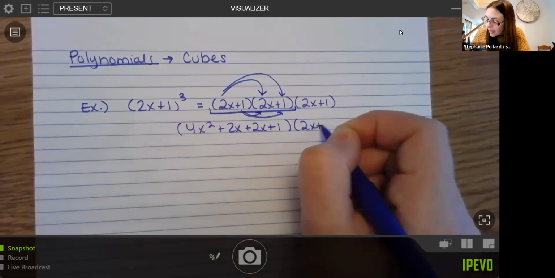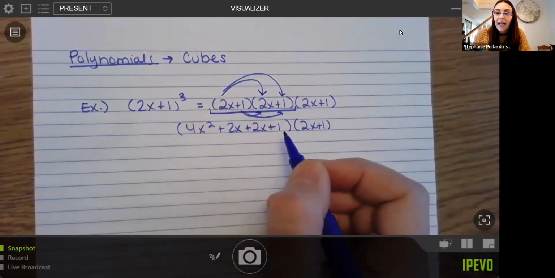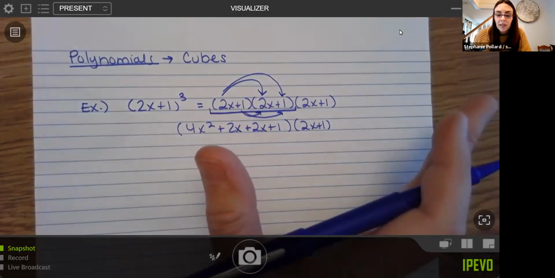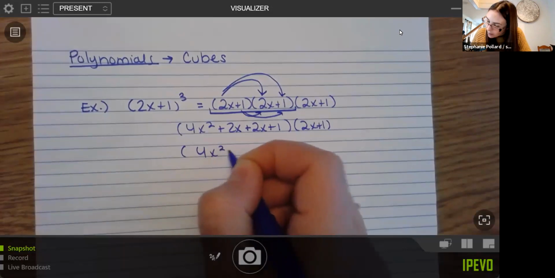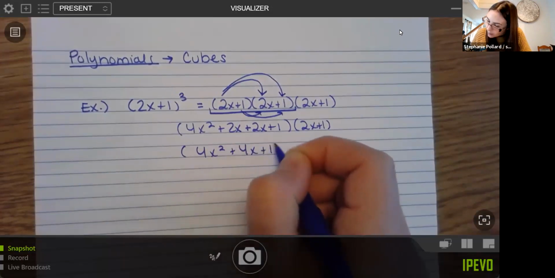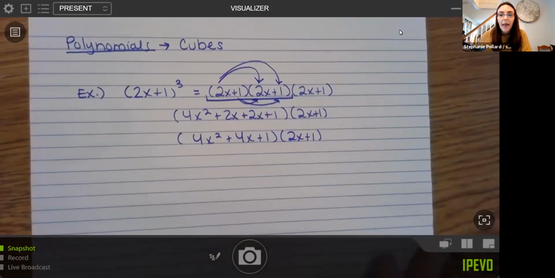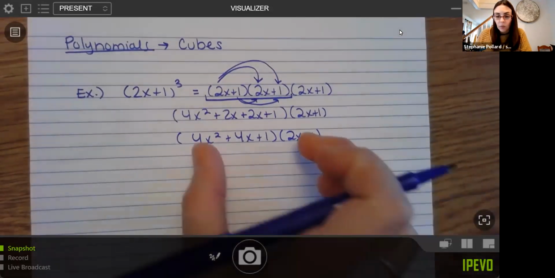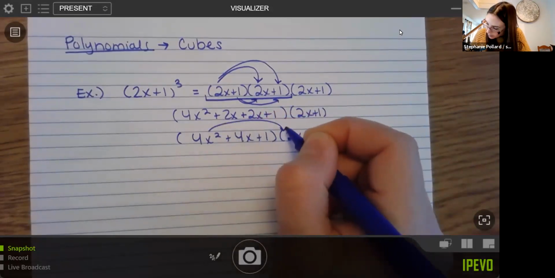Now, as you're multiplying out, if you have other things to keep multiplying, keep that first part in parentheses. I do recommend cleaning it up though, because we can simplify here. So I have (4x squared + 4x + 1) times (2x + 1). And now I'm going to go ahead and multiply it with the next 2 pieces. So I'm going to take everything in the first piece and multiply it with the second.